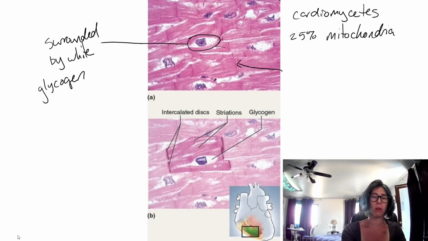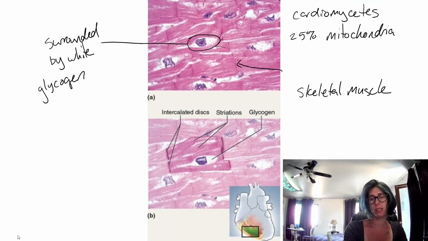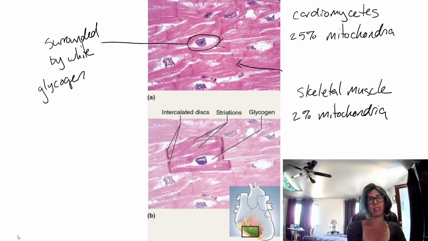And to give you a frame of reference, when we're talking about skeletal muscle, it's only 2% mitochondria. The glycogen is an energy source for the mitochondria. So the mitochondria take the energy from the glycogen and put it into ATP, which is the energy currency of every cell, as you know. So glycogen has the high energy electrons. Those high energy electrons are used to drive the electron transport chain in the mitochondria to generate ATP so that the heart does not get tired.